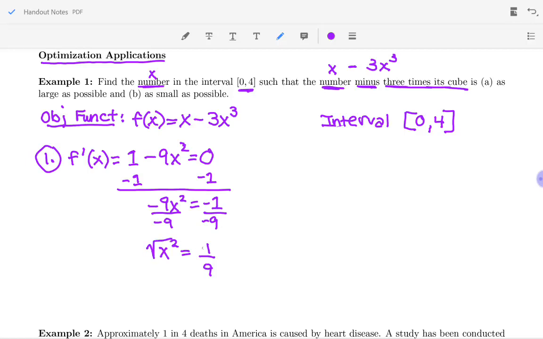I just need to take the square root of both sides, and I need to remember, if I do the square root of a number, I need plus or minus, right? 5 squared is 25, but also negative 5 squared is 25. So now I can use a property of the square root. That says I can do the square root of the top and the square root of the bottom separately. So the square root of the top, the square root of 1 is 1, and the square root of 9 is 3. So I have two critical numbers. I have x equals a positive 1/3, and x equals a negative 1/3.